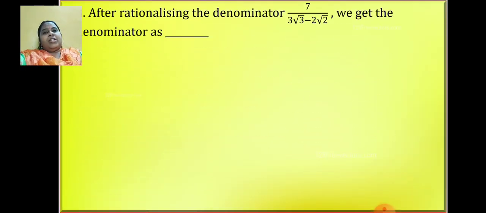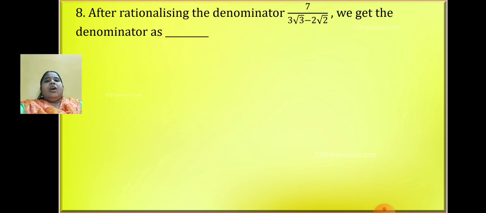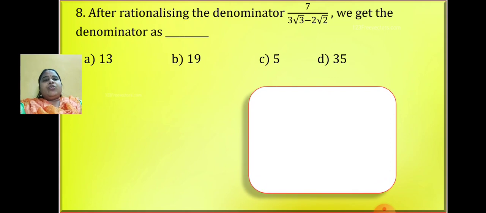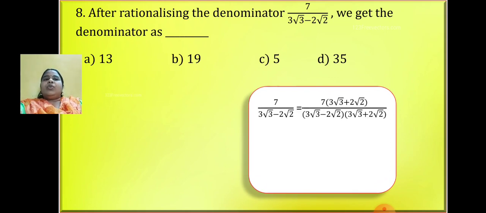Now this sum, if it is asked, it can come for 3 marks, where I have to find out, after rationalizing the denominator of 7 upon 3 root 3 minus 2 root 2, we get the denominator as dash. Now this is based on rationalizing the denominator. Options are 13, 19, 5 and 35. Now this involves a few steps to be written. Let's see those steps. Let us write the question. Question is 7 upon 3 root 3 minus 2 root 2.